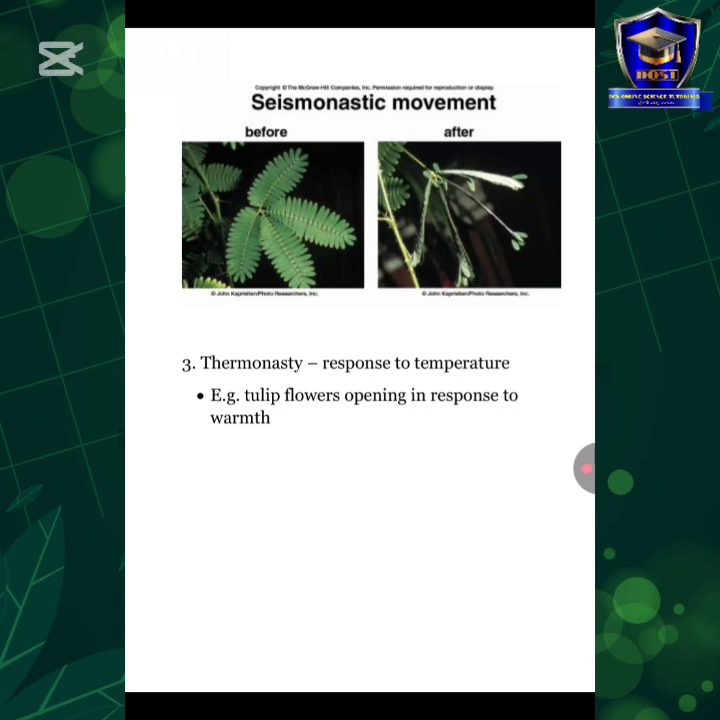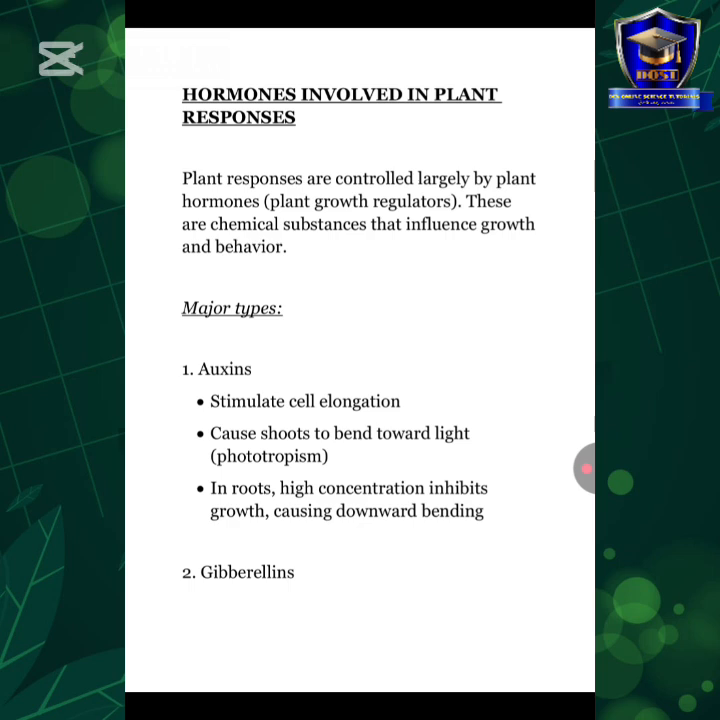And also there is thermonasty, response to temperature. Once temperature increases or decreases, there are ways that different flowers from different plants respond to it. Now, these responses don't just happen on their own. They are controlled by hormones, and there are five major hormones that control the whole response in plants.